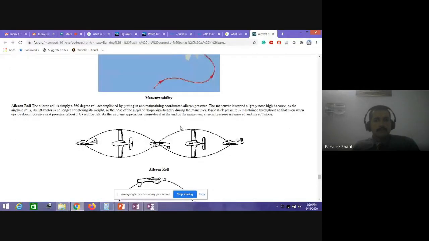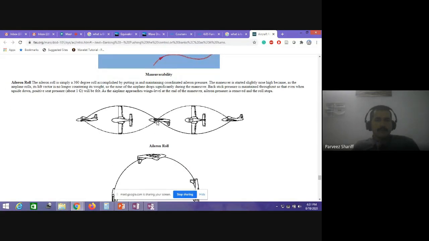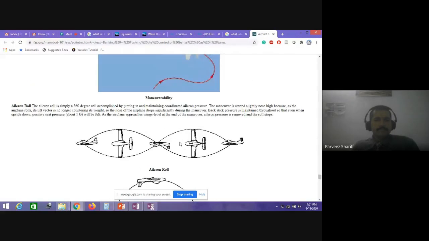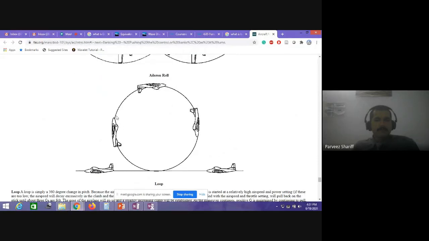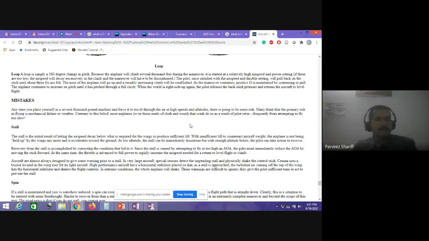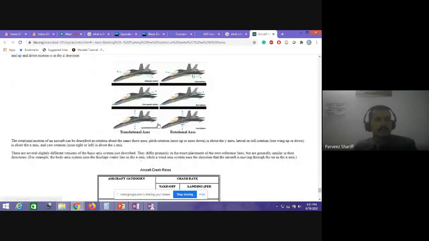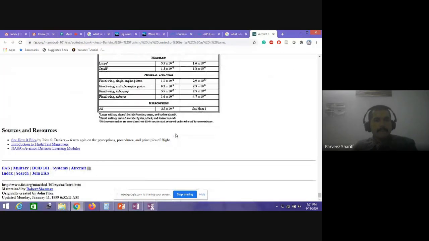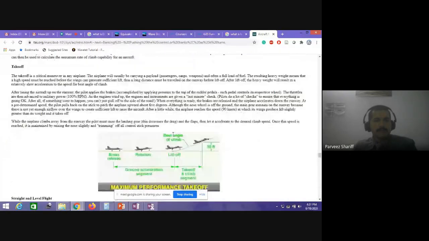Now if you see here, the maneuvering, so this is turning, or it was flying horizontal, then it became vertical, up and down, then again like this. This can be done with the help of ailerons. And if you want to make a circle, this is with the help of elevators. Like this. Rolling, spinning, nice pitch.